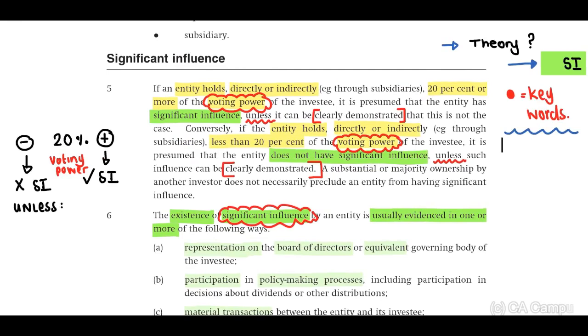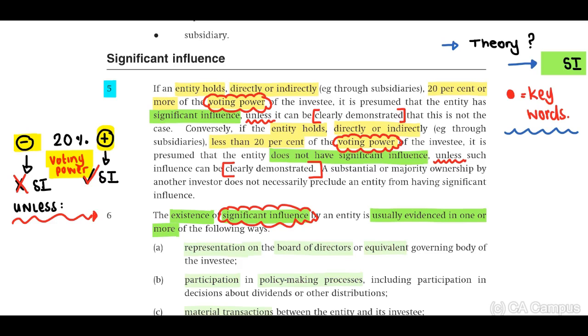Now, if you look at paragraph 5, it indicates to us that if an entity holds directly or indirectly 20% or more of the voting power, our keyword, we may assume that that entity has significant influence unless demonstrated not to. Or if an entity has less than 20% voting power, we may assume that that entity does not have significant influence unless we are able to clearly demonstrate that this is the case. Therefore, 20% or more voting power, yes, significant influence. Less than 20% voting power, no, not significant influence, unless.